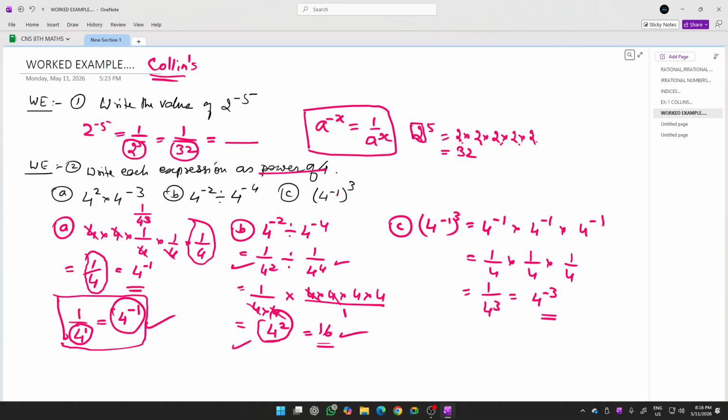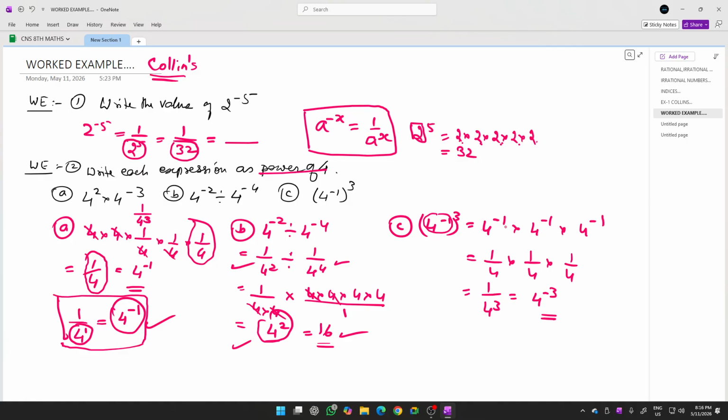C is 4 raised to minus 1 whole raised to 3. Now here, 4 raised to minus 1, first what I'll do is I'll write it as 1 upon 4. This 4 raised to minus 1 I can write as 1 upon 4. And that is 1 upon 4 whole raised to 3. So 1 upon 4 I'm going to multiply 3 times. Is that clear?